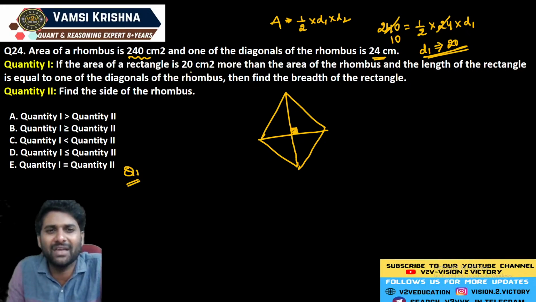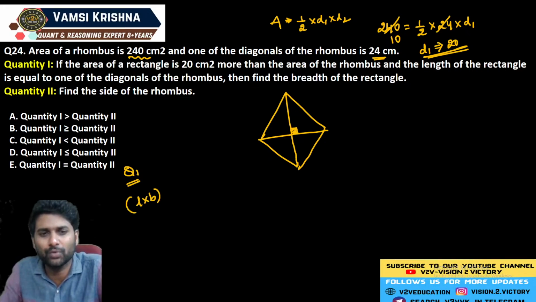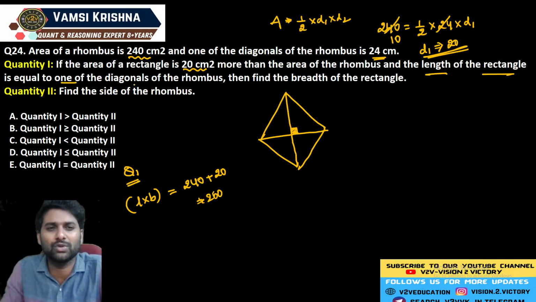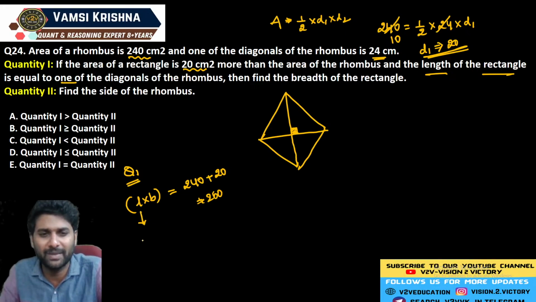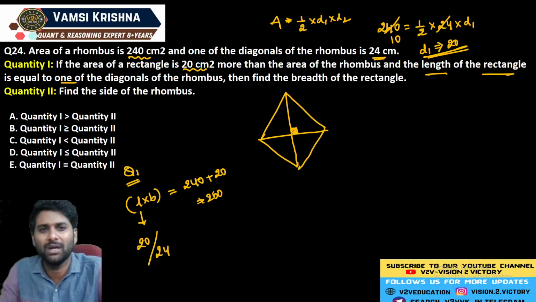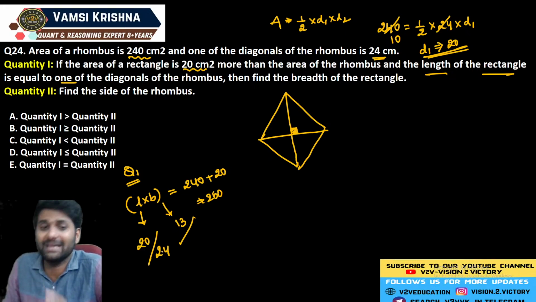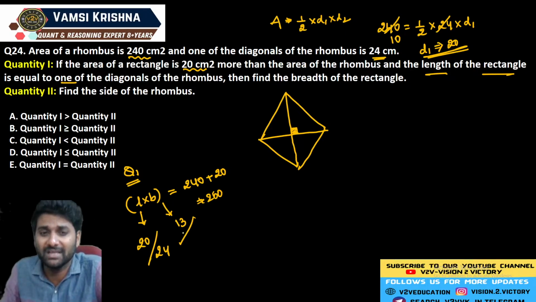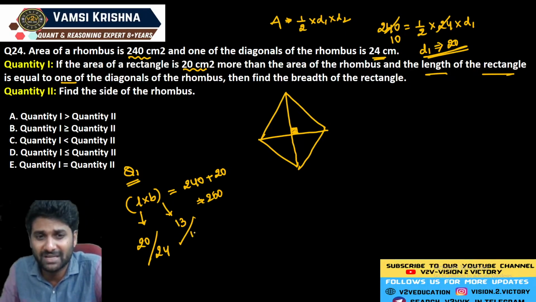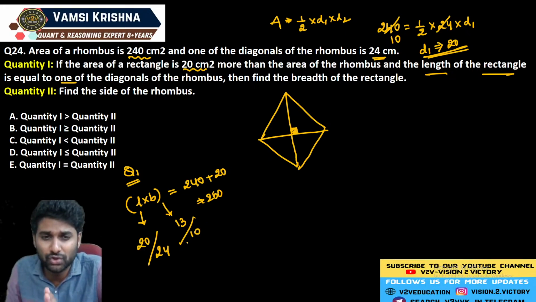Quantity number 1. If the area of the rectangle, meaning L into B, is 20 centimeters square more than the area of the rhombus. See, the area of the rhombus is 240 and the area of the rectangle is 20 units extra, so the total value becomes 260. If the length of the rectangle is equal to one of the diagonals, the length should be either 20 or 24. Now, what about the breadth of the rectangle? If the length is 20, the breadth becomes 13. Otherwise, if it is 24, why? Because it is not clearly mentioned which value you have to consider for length. If it is 24, then approximately 24 tenths is exactly equal to 240.